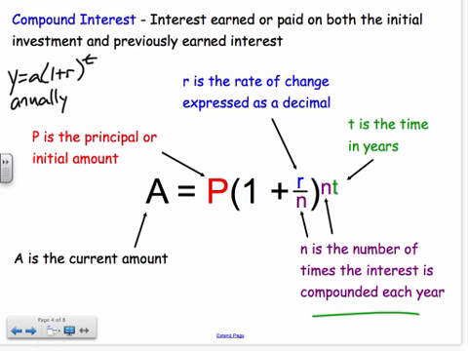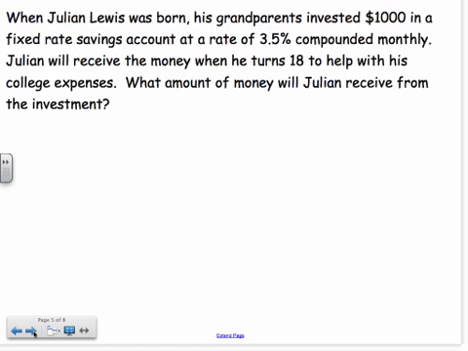Compound investment here. When Julian Lewis was born, his grandparents invested $1,000 in a fixed rate savings account at a rate of 3.5%, compounded monthly. Okay, you've got to pay attention to this. Compounded monthly. That's going to affect our equation. He'll receive it when he turns 18 to help with his college expenses. What amount of money will he receive from the investment?